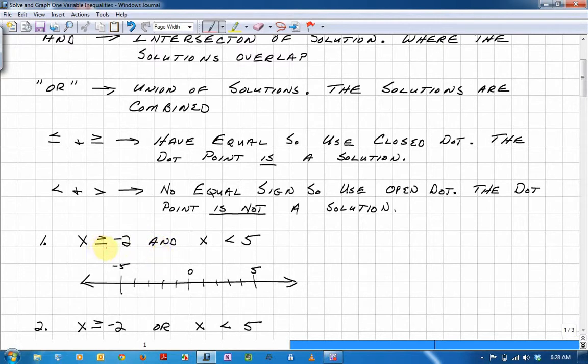I'm going to say x is greater than or equal to a negative 2. So here's a negative 2, and notice it's got an equal to, so it's going to be a closed dot, and it's greater than a negative 2, so it's going to be going in this direction. For x is less than 5, that would be an open dot at 5, because 5 is not actually part of the solution, and it's all the values that are less than 5. So my actual answer will be the overlap, because it's an intersection. The actual answer will have a closed dot here at a negative 2 with an open dot at 5, and it will be all the points in between, showing that it's the intersection of those two solutions.